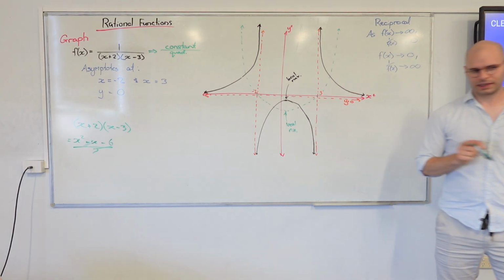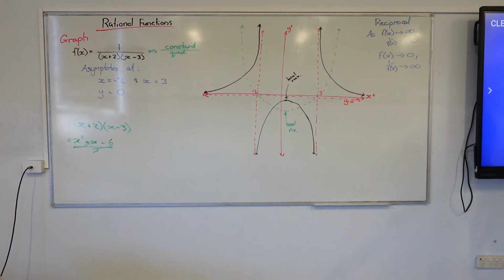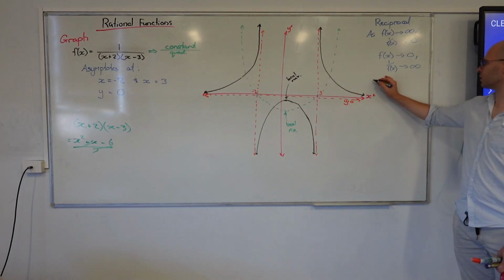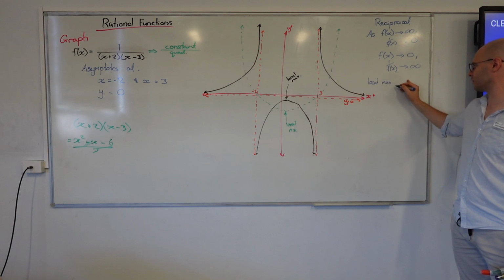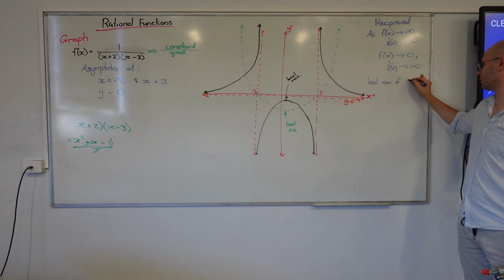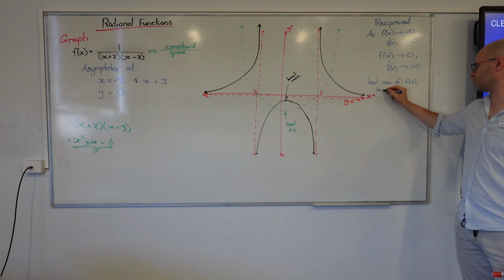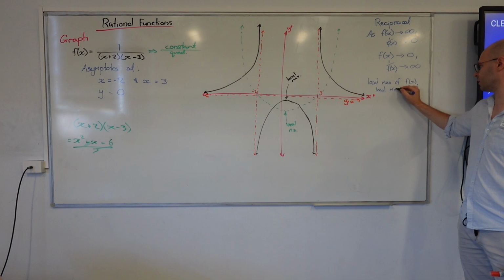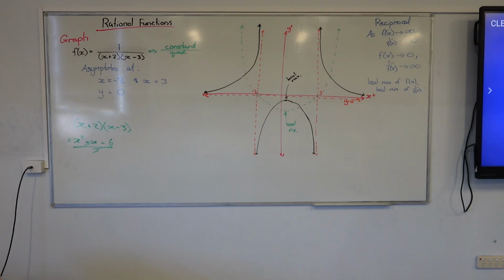So based on that, what 2 more rules do you reckon we can add to this up here? Local max and local min. Local max are all the same x of f of x becomes local min of the reciprocal. Yeah, it does. Is that alright? They're supposed to be touching. No, they don't touch in this one.